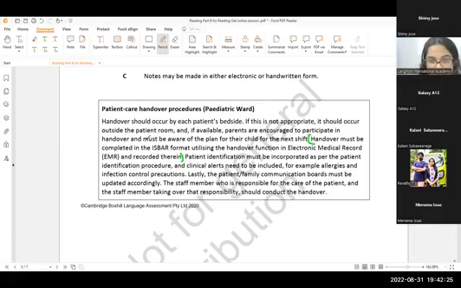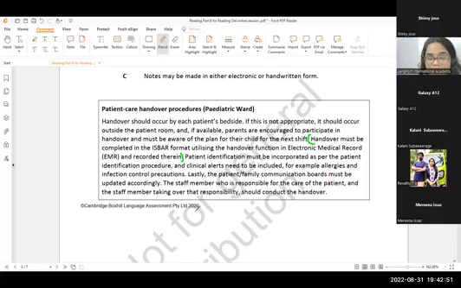Lastly, the patient-family communication boards must be updated accordingly. So there is a board that includes the patient-family communication. What communication you have had with the patient or the family should also be updated accordingly. So during the handover, you have to do this as the final step.